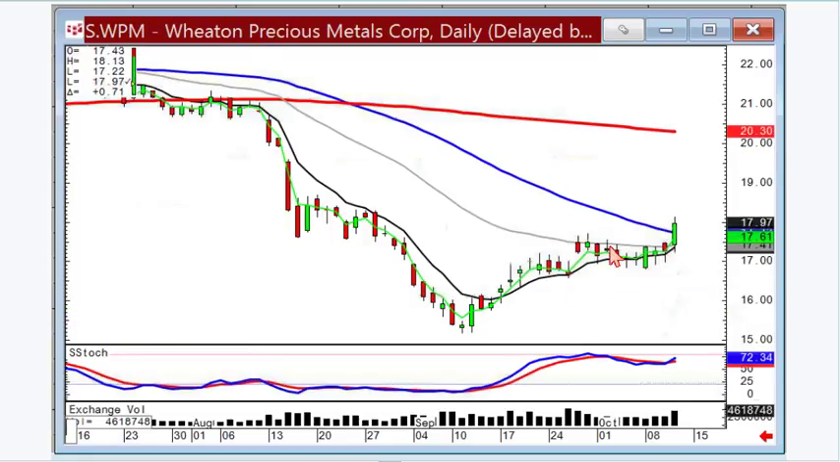Just WPM coming out of this slow curve with kind of a trend kicker signal, making this area the gap and the 200 the next likely target.